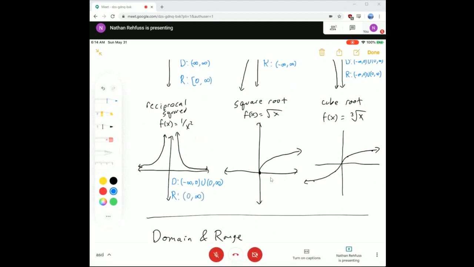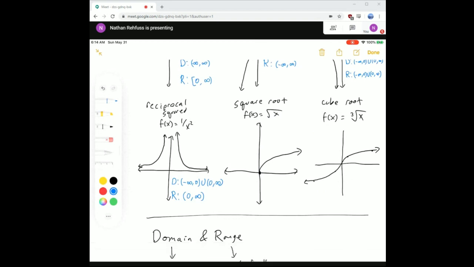For the square root function, I can't put a negative number in, and I can't get a negative number out. If I put a negative number in, I'd get a complex number, and we're not doing that with functions. We're just doing real valued functions in this class. So I say that the domain is positive numbers and 0. The square root of 0 is 0, so that's just fine. And the range is 0 and positive numbers. The square root of 0 is 0, so that's the first number. And then it goes all the way up to infinity.